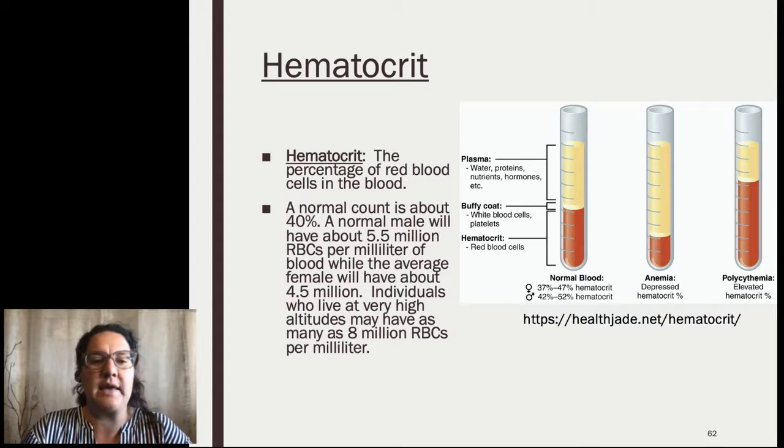A hematocrit is a count of your red blood cells. A normal count is about 40% of the total blood volume being red blood cells. Anemia means you have a lower amount of red blood cells, and polycythemia is a high amount of red blood cells.